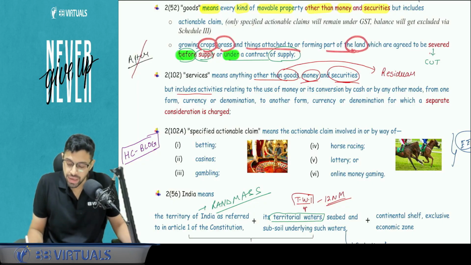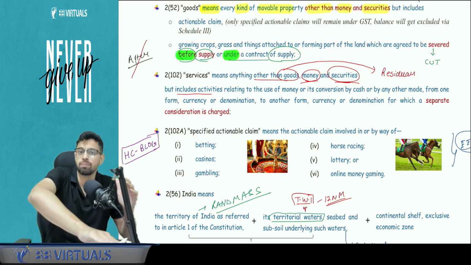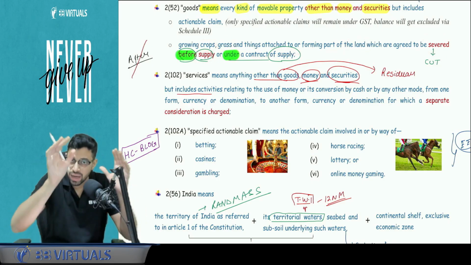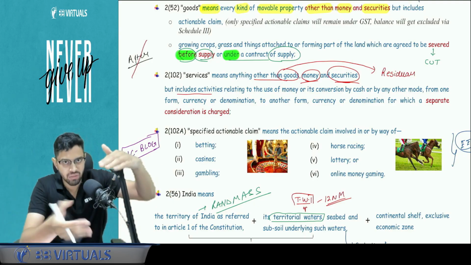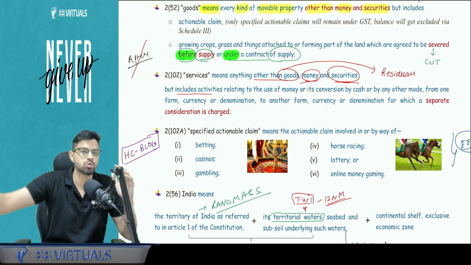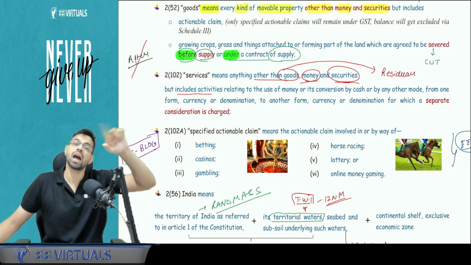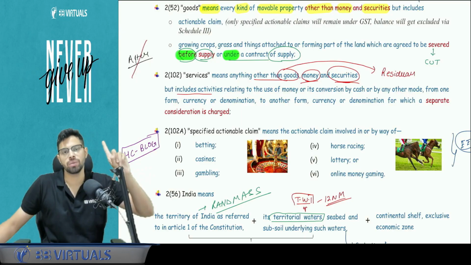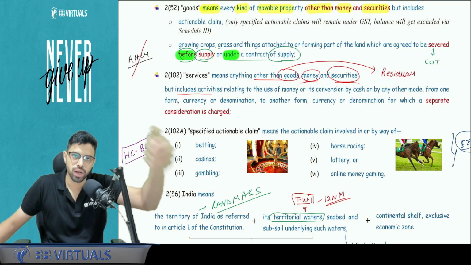The second clause specifies that goods include crops, grass, and things attached to or forming part of the land, provided they are agreed to be severed before supply or under a contract of supply. Severed means cut. Unless and until they are cut, they are not movable. Once they are severed, you can move them from one place to another, so they will form part of goods. If they are severed after the supply, then they will not be goods. It should be done before or during the contract of supply in order to fall under goods.